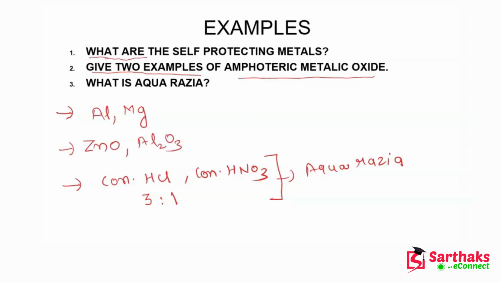If you use concentrated HCl alone, then you will not be able to dissolve gold. You have to use this mixture where 3 parts of HCl are mixed with 1 part of nitric acid, and it will become aqua regia. Now it has the ability to dissolve our gold. So I hope, guys, the examples which we have discussed here are clear to you.